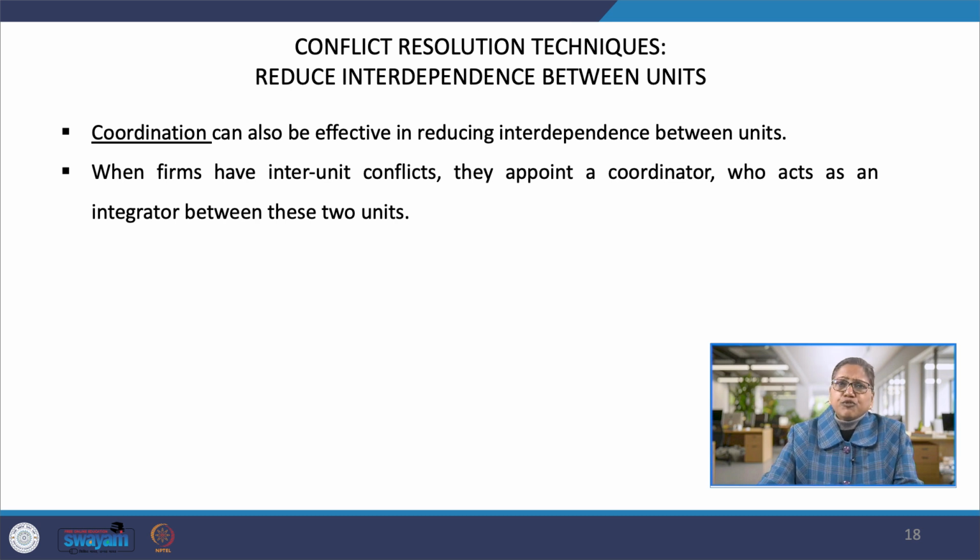Another conflict resolution strategy can be coordination in order to reduce the interdependence between units. Coordination can be effective in reducing interdependence between units. When there is an inter-unit clash, such as between accounting and engineering departments, they appoint an expert from accounting and engineering background to act as a coordinator or a facilitator who speaks the language of both the departments and units, who can understand and coordinate with both the conflicting units and functions as an integrator between these two units.